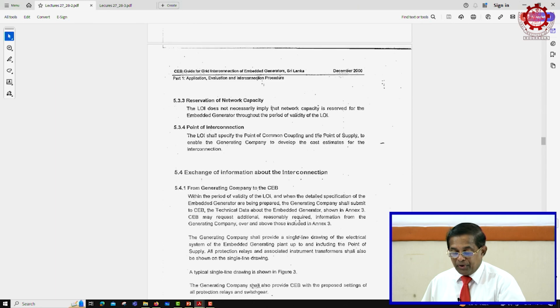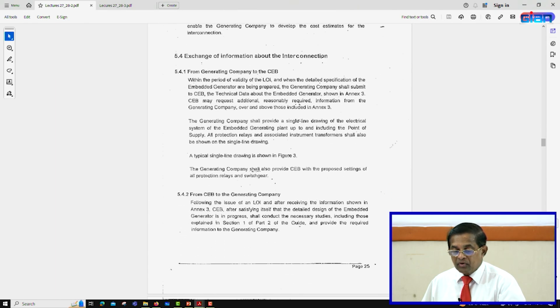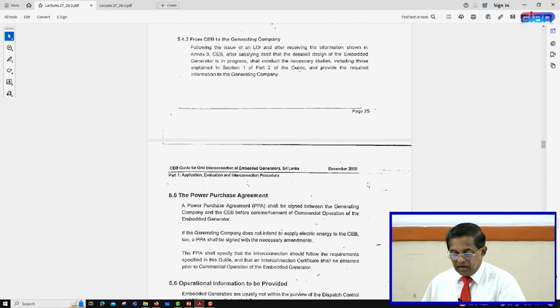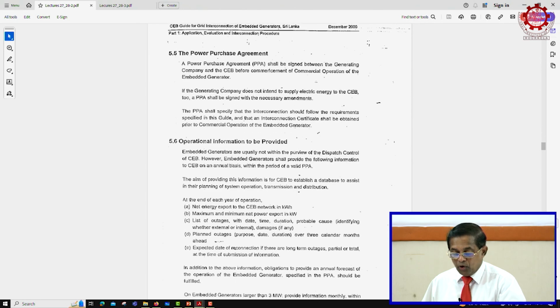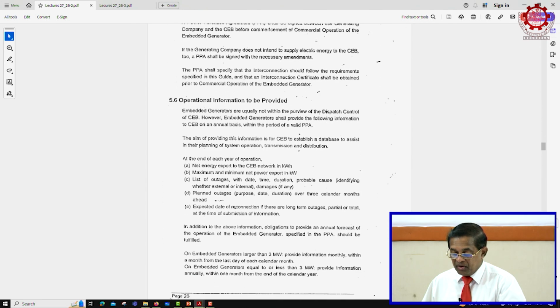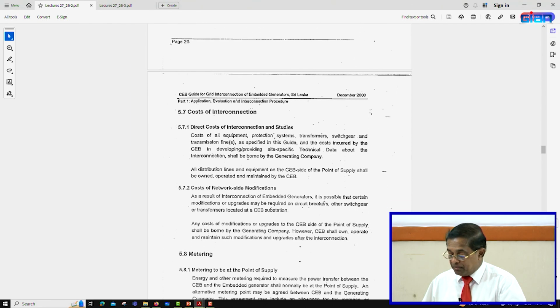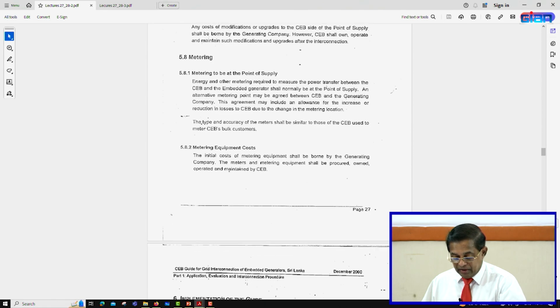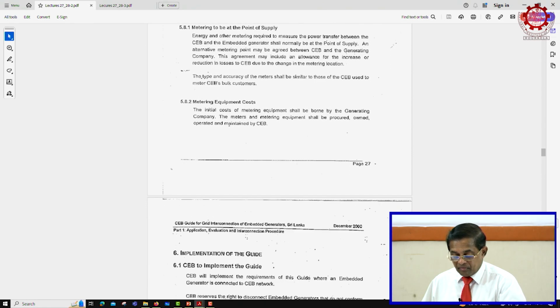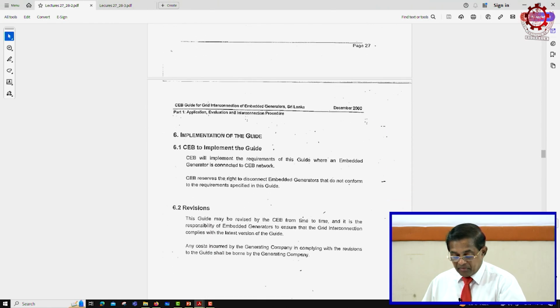Then it talks about the point of interconnection, various other formalities, and the operational information to be provided, and so on. This is the procedural part of this guideline. Part 2 is the technical part, and then the metering equipment, who should bear the metering equipment, etc., are all described here.